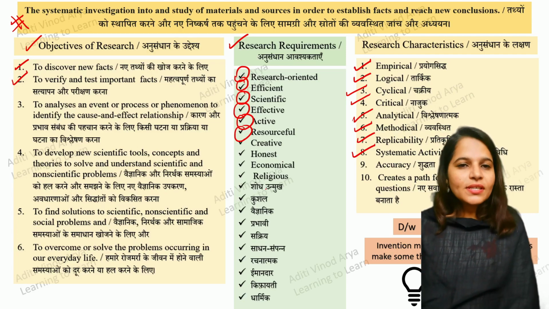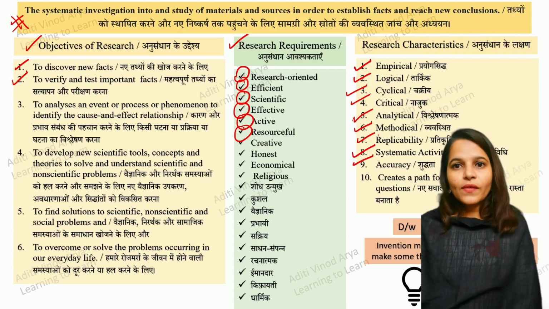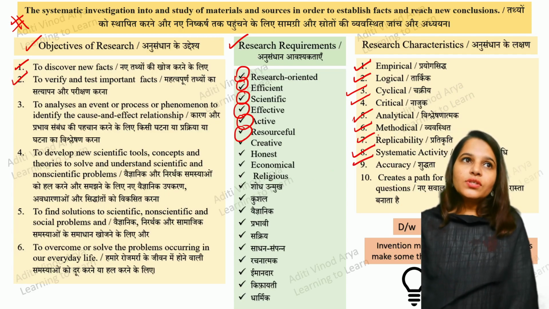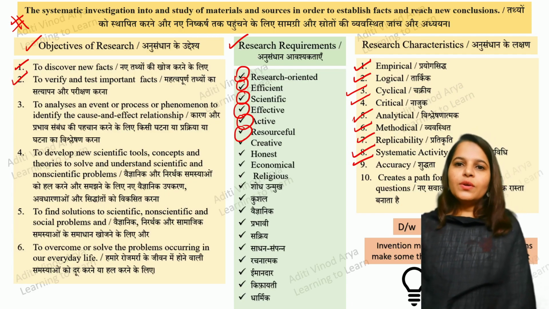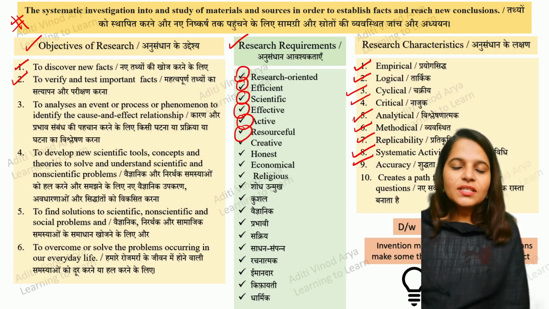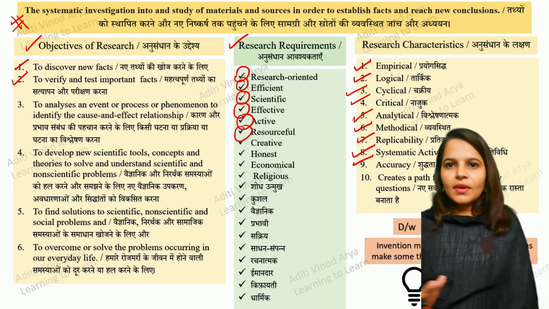The next is accuracy. Yes, you need to maintain a level of accuracy in your findings. If you're just finding random things and publishing, it doesn't make any sense. You have to be very accurate with your data collection, analyzing the data, concluding the same, and many more.